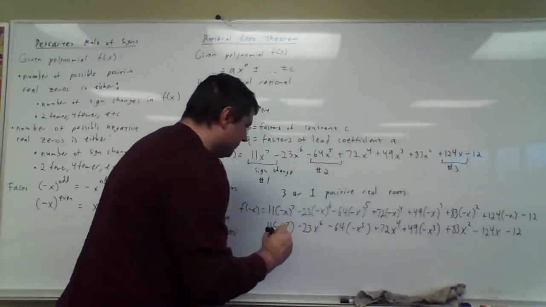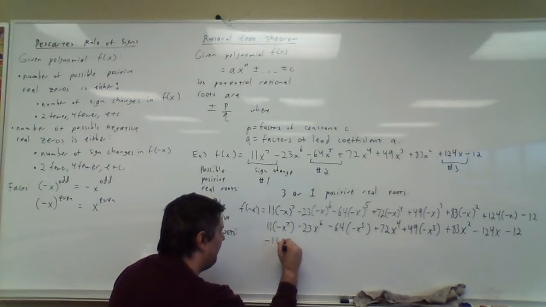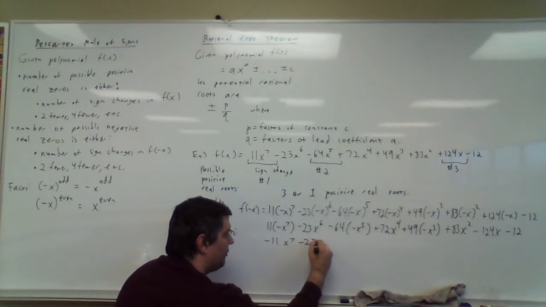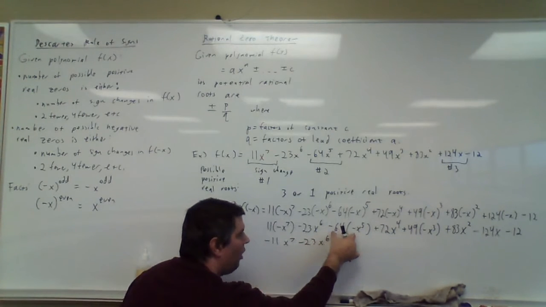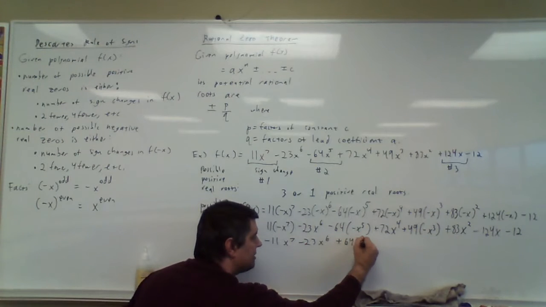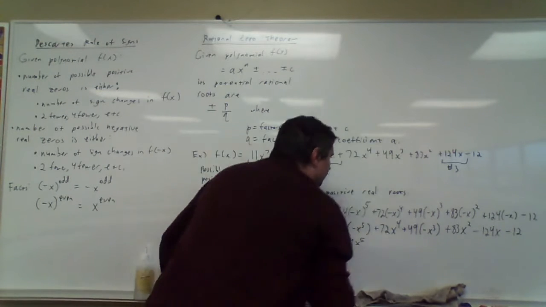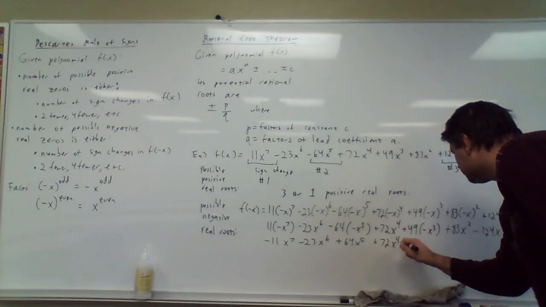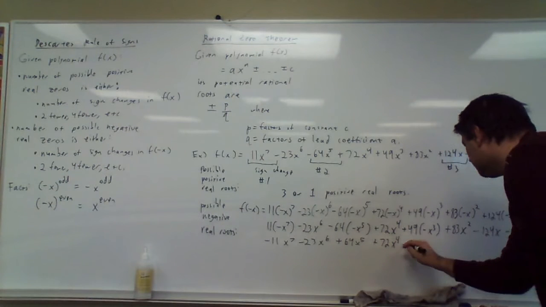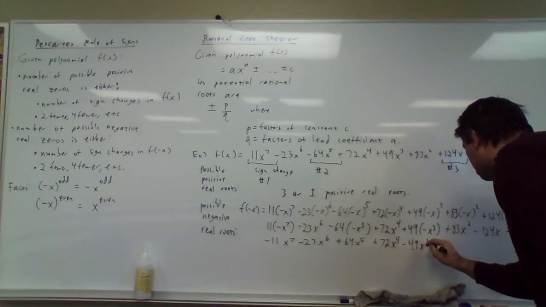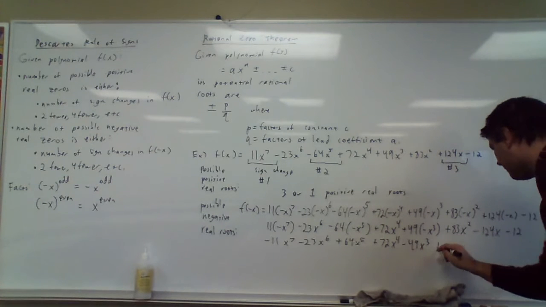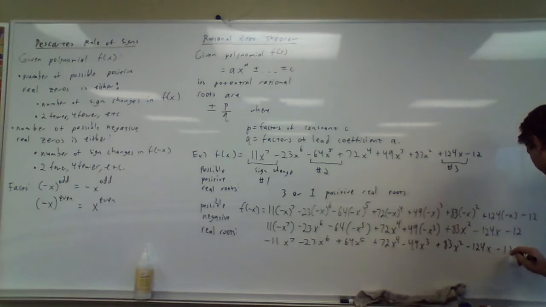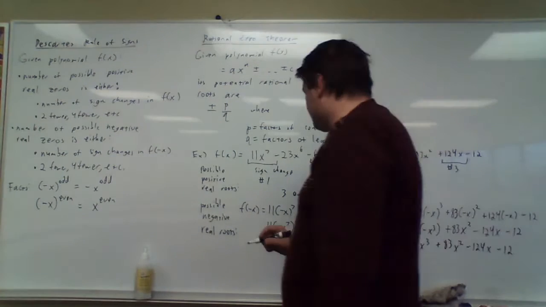So this will give me negative 11x to the 7th minus 23x to the 6th plus 64x to the 5th plus 72x to the 4th minus 49x cubed plus 83x squared minus 124x minus 12. So now we count the sign changes.